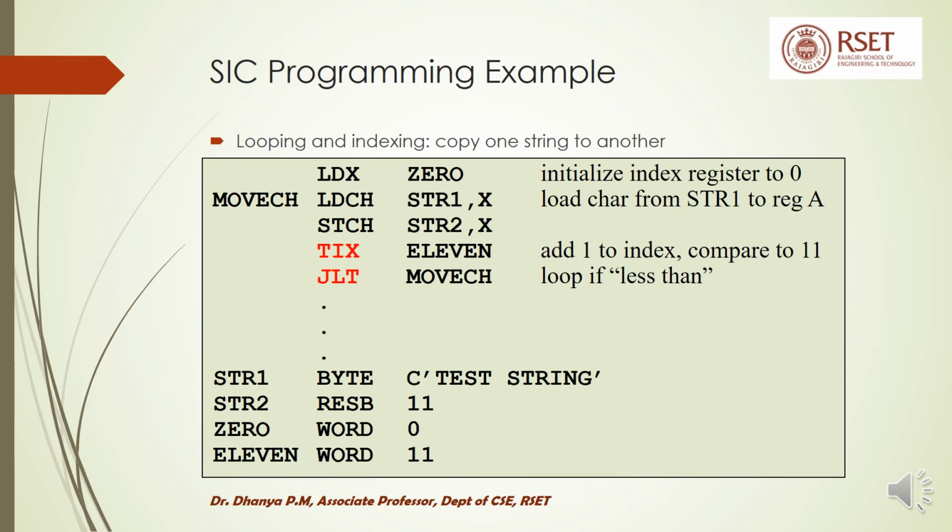So here the X register is initialized to 0 using the statement LDX 0 and LDCH STR1,X. This will load the first letter, that is T, to the accumulator. And here STR1,X means the contents of X register is added with the address of STR1.